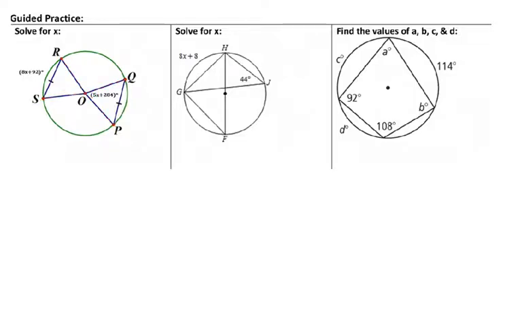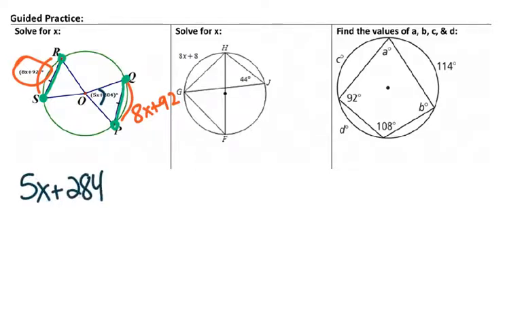So I have to solve for x. A couple of things. If you have a chord in a circle that's congruent to another chord in the same circle, then the arcs that they intercept are also congruent. So what I do know is that since this chord is 8x plus 92, this chord is also 8x plus 92 because the two chords I have in green are congruent. So what I can say is that since this angle is 5x plus 284, it's going to be equal to the arc that it cuts, and so that's 8x plus 92.